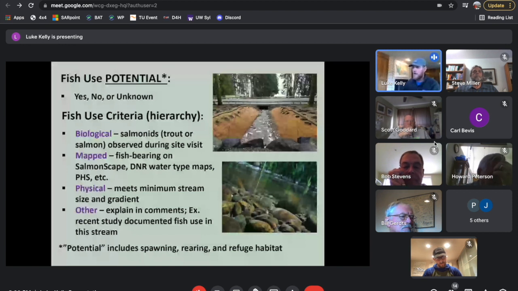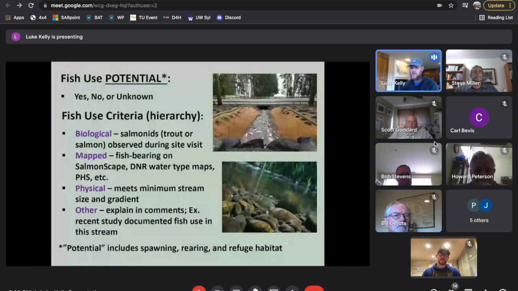At the bottom, you'll see potential includes spawning, rearing, and refuge habitat. So sometimes you could even have an off-channel wetland that's connected to a culvert, but the main stem river is really, really far away. They may not even have a connection now. It looks like the wetland is an isolated pond, but at certain times of year, it could rear fish. You know, coho really like that kind of habitat. So just something to keep in mind in terms of potential.